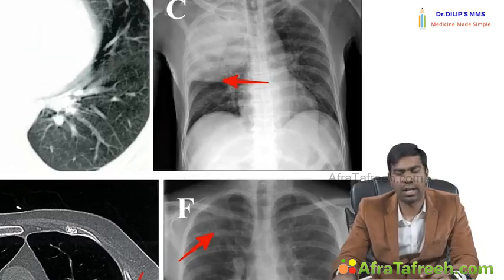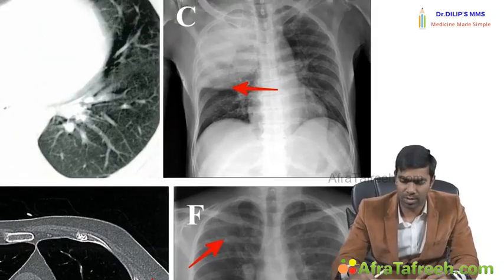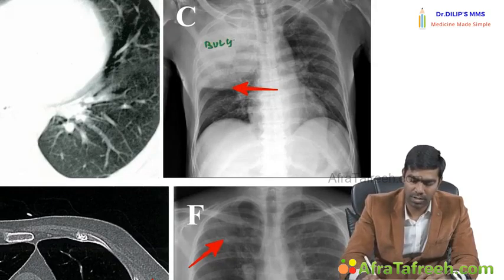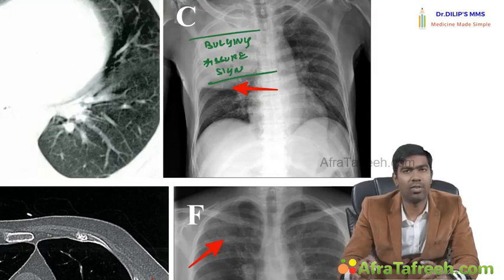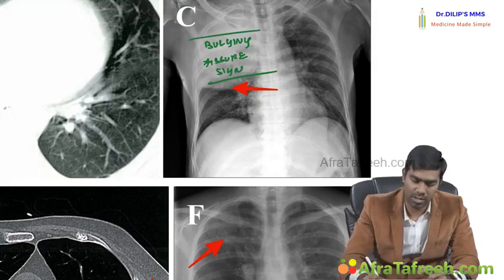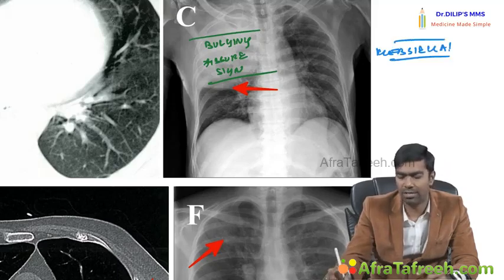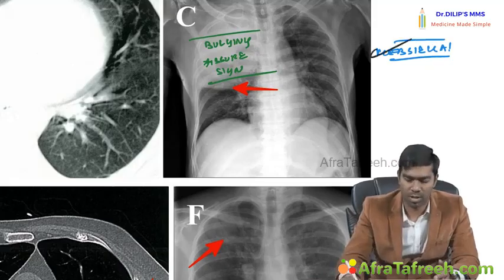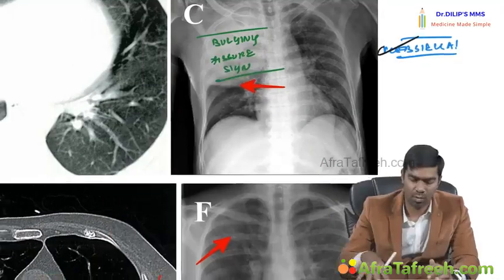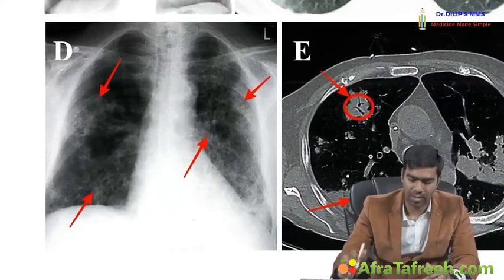And this is one important sign which I didn't tell you. This is referred to as the bulging fissure sign. In the exam, if they ask you where you will see the bulging fissure sign, you have to answer Klebsiella. But practically speaking, you can have this bulging fissure sign in any bacterial pneumonia. It's not only for Klebsiella. Any bacterial pneumonia, or any consolidation, can have a bulging fissure sign. But typically, go for Klebsiella in case it's an exam.